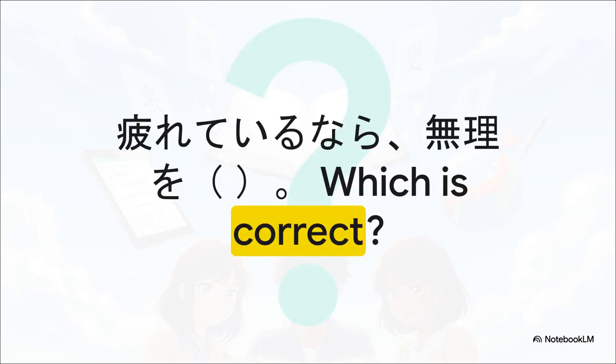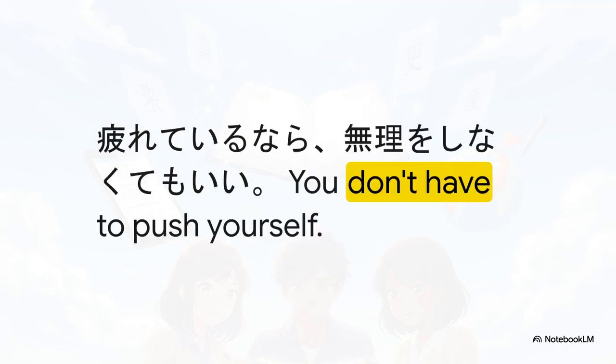All right, practice question number 1. Tsukarete iru nara muri yo. What goes in the blank? A. Shinakute mo ii. B. Shite wa ikenai. Or C. Shinai de. Feel free to pause for a sec and figure out which option gives the best advice based on what we just covered. If you went with A, absolutely fantastic job.